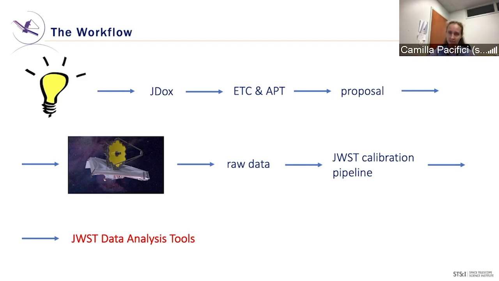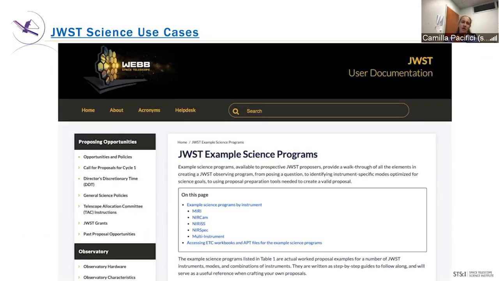But after that, to get your data from just data points to science, you need some analysis tools. And this is where we come in and where we use these science use cases to develop the JWST data analysis tools. So this is a page, and if you download the presentation, the title is a link that will take you to exactly this page.